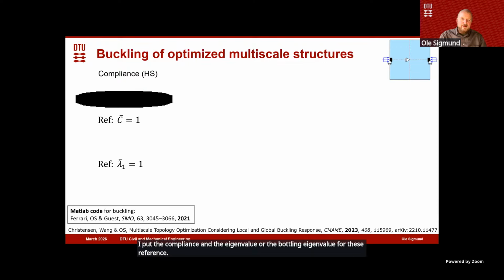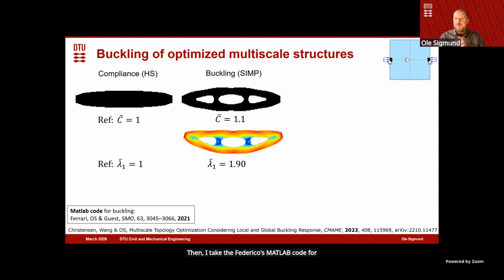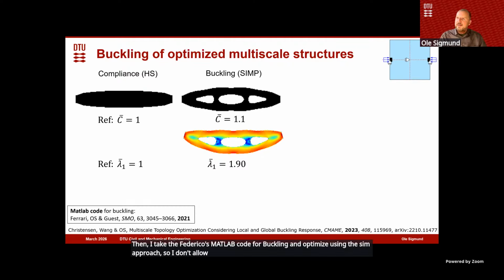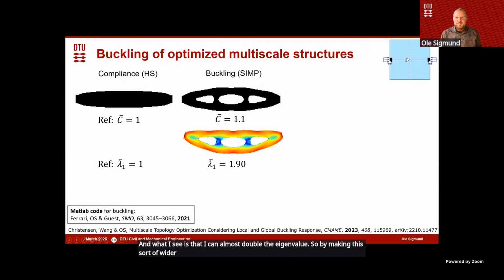Then I take Federico's MATLAB code for buckling and optimize using the SIMP approach, so I don't allow microstructure. I allow the compliance to increase by 10%, so decreasing stiffness by 10%. And what I see is that I can almost double the eigenvalue. So by making this sort of wider beam, I can improve the buckling value.